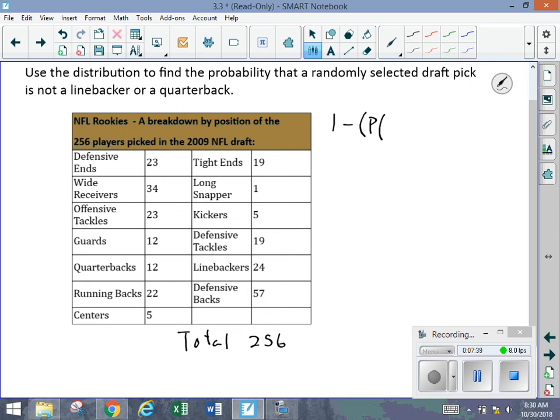Let's go probability A or B. We've determined that these two things are mutually exclusive, so that's going to be 1 minus the probability of A plus the probability of B, where A is the probability it's a linebacker and B is the probability that it is a quarterback. The probability that it is a quarterback is 12 out of 256.